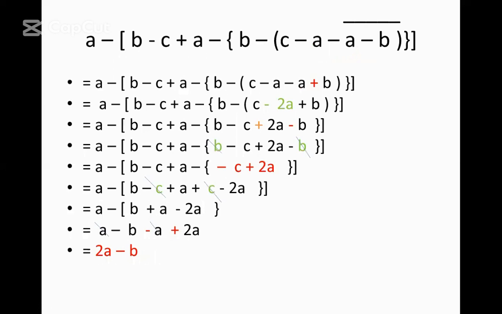Now the next question, in which we have again vinculum, that is a minus bracket b minus c plus a minus bracket b minus bracket c minus a minus a, and then minus b. Same steps will be followed one by one. First of all, we are going to remove vinculum, then we are going to remove parentheses, then we are going to remove braces, and after that we are going to remove brackets.